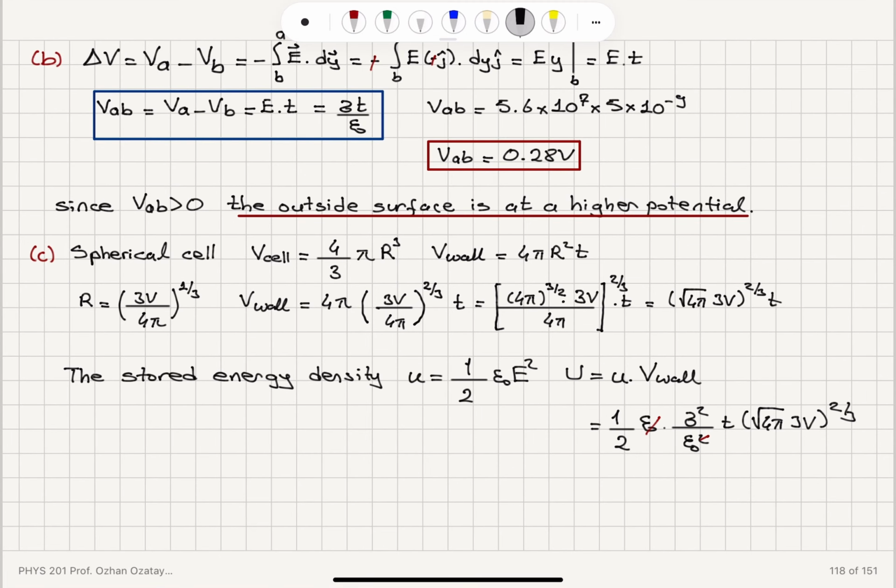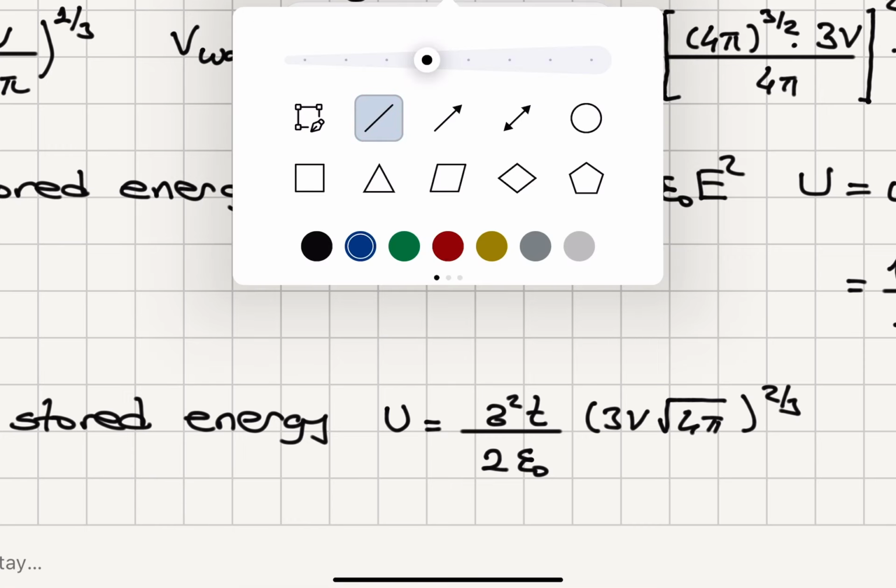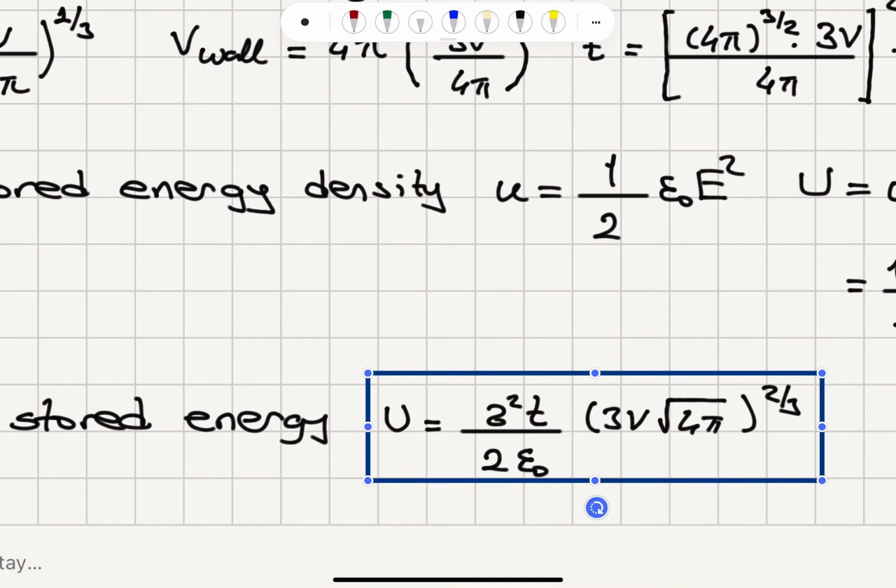So we can write the total stored energy, potential energy, capital U, which is sigma squared T divided by 2 epsilon 0, times square root of 4 pi times 3V to the power 2/3. This will be the total energy stored.